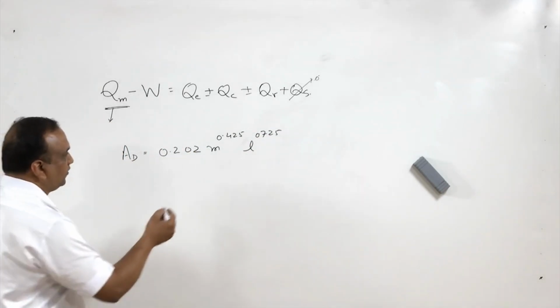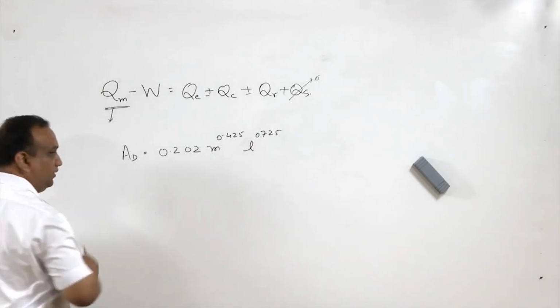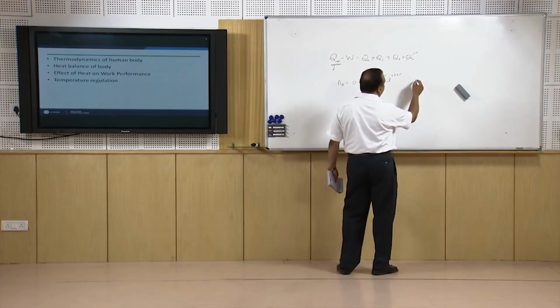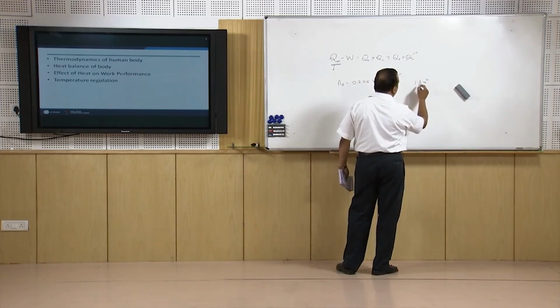Now, using this formula, you can also find the body surface area. For an average European, it is found to be 1.8 meter square for male, and for female it is 1.6 meter square.